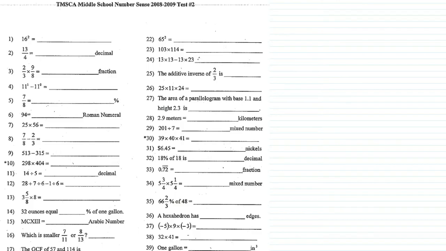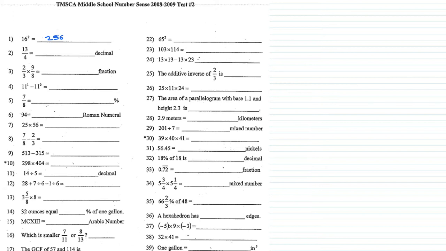So question number 1 is 16 squared. 16 squared is 256. I expect you all to memorize the squares of all the numbers from 1 to 30.